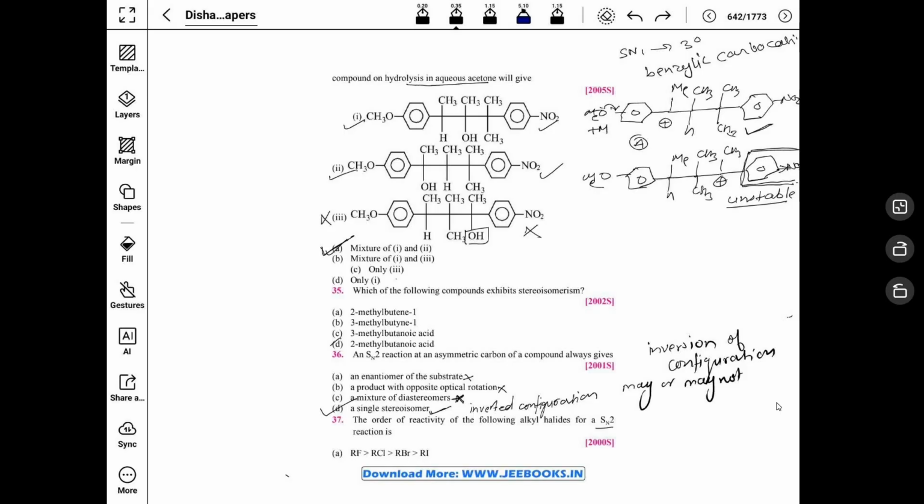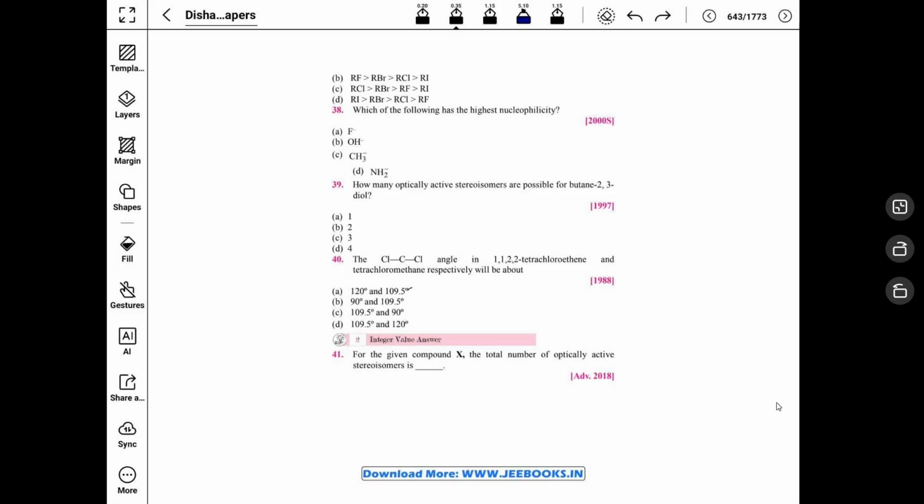The order of reactivity of the following alkyl halides for an SN2 reaction. So order of reactivity depends on the stability of the leaving group. Iodide is more stable as compared to bromide, or we can say that iodide is a better leaving group as compared to bromide, and so on. Therefore, the order of reactivity will be alkyl iodide more reactive than alkyl bromide, and alkyl bromide more reactive than alkyl chloride, and so on. So the correct answer is D.